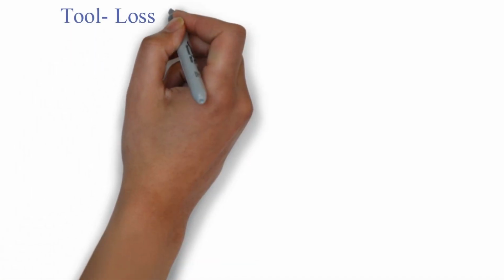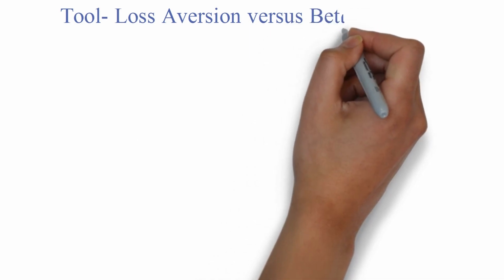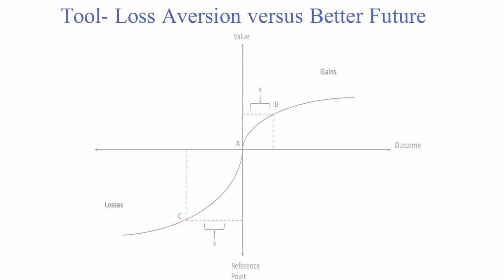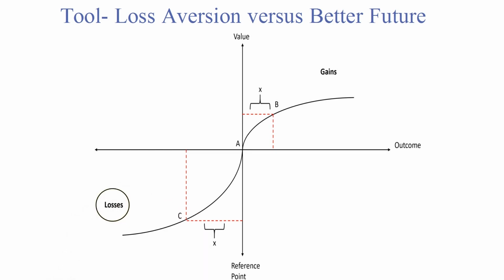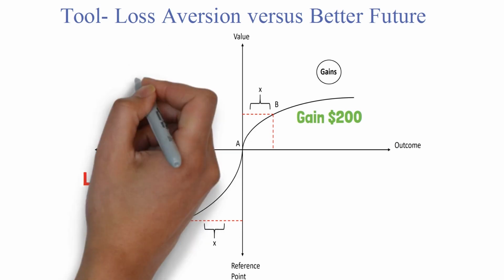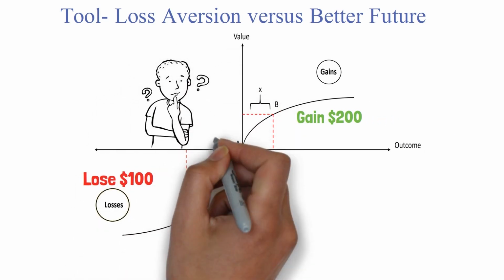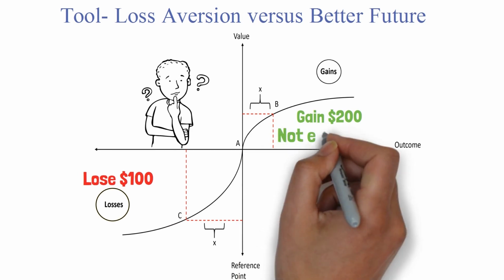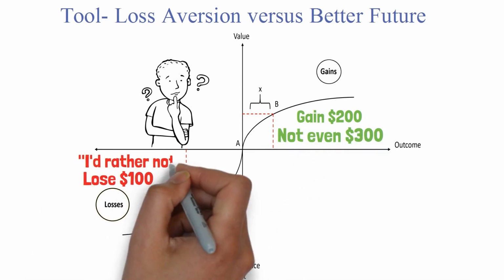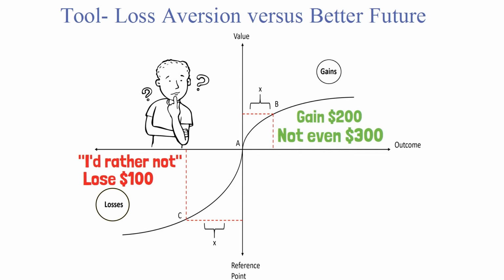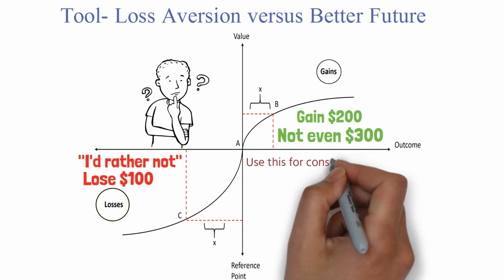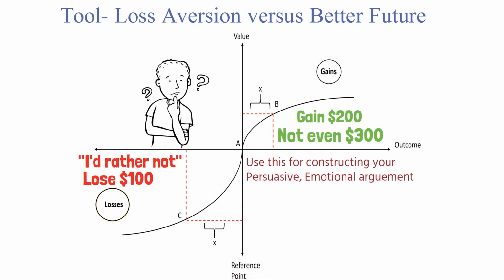Let me give you a practical tool to help you frame emotional arguments persuasively. There's a whole theory of knowledge called prospect theory, and it's mathematically dense, but it basically says that people feel losses more keenly than they feel gains. In other words, and they've done a lot of experiments with this, many people will skip the chance to gain $200 if they're going to lose $100. In some cases, they may even skip the chance of gaining $300 if they might have a chance of losing $100. So people don't want to lose as much as they want to gain. And this can be very powerful for you when you're constructing your persuasive emotional arguments.